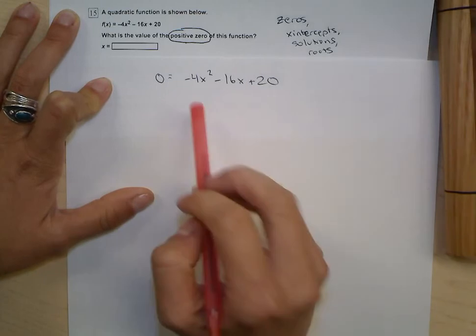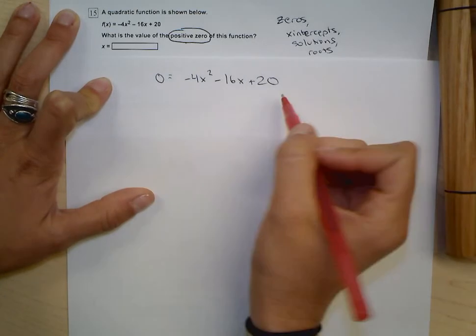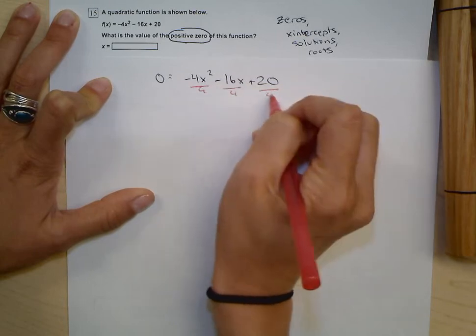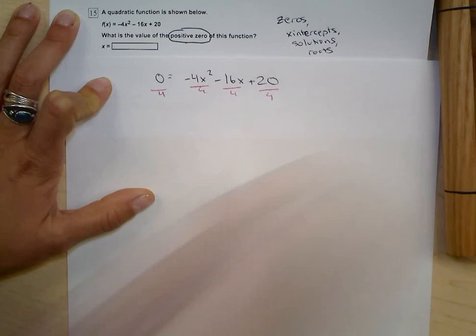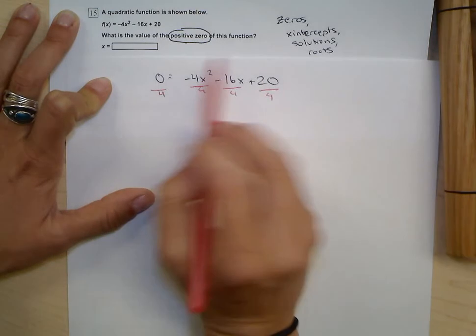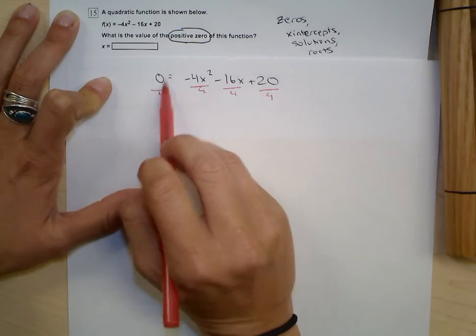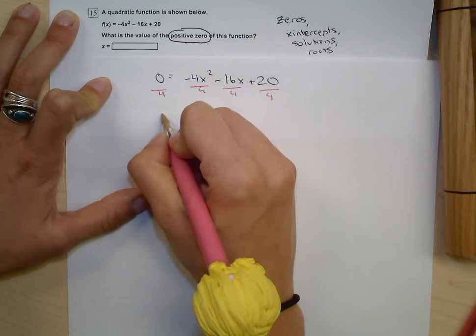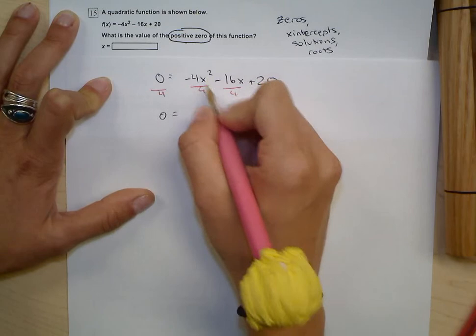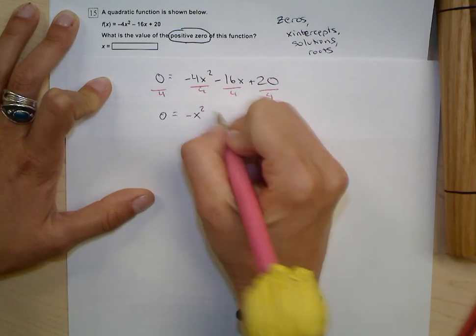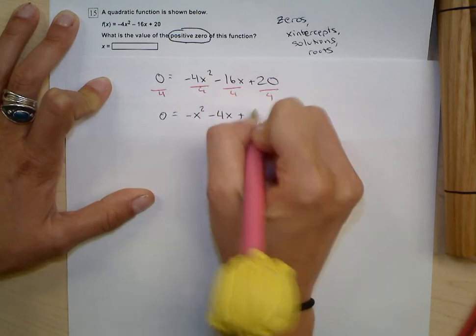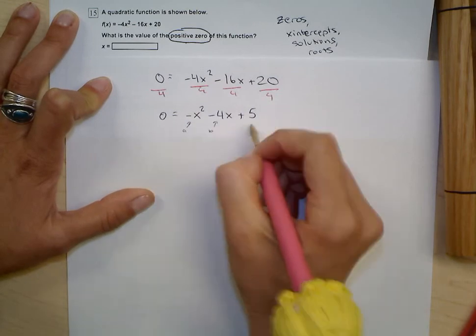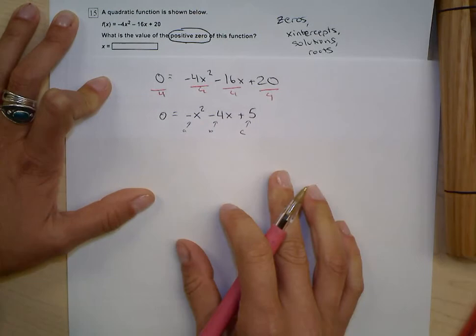What makes it easier is if I divide every term by 4. Now I don't have to do this step, but it makes my quadratic formula easier, and I can do this because one side is equal to 0, and 0 divided by any term is equal to 0. So here I reduce my quadratic to negative x squared minus 4x plus 5, and from here I know my a value, my b value, and my c value, and I'm going to use my quadratic formula.